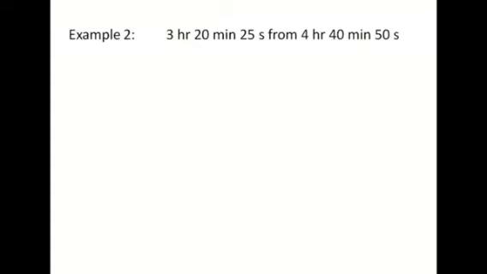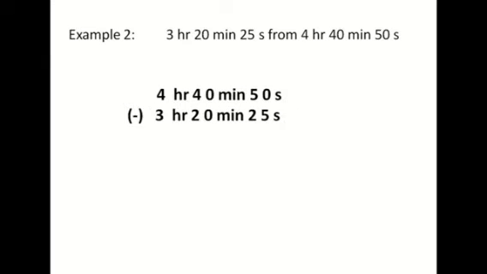Let's move on to the next example. You have to subtract 3 hours 20 minutes 25 seconds from 4 hours 40 minutes 50 seconds. So please arrange the sum first. We will write 4 hours 40 minutes 50 seconds. Down of that, 3 hours 20 minutes 25 seconds. Please write down the minus symbol because we are doing subtraction.